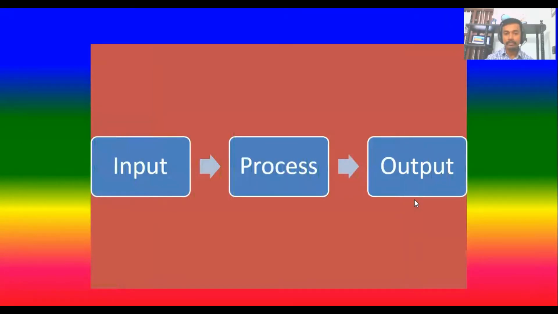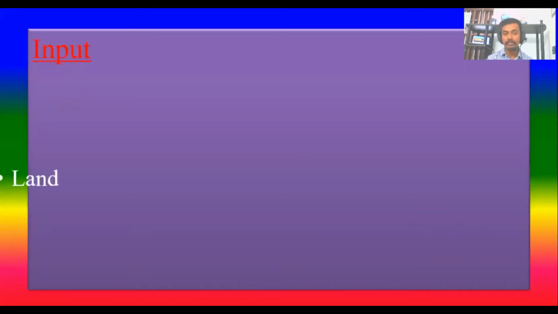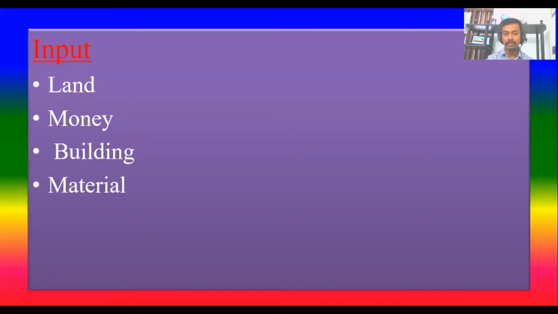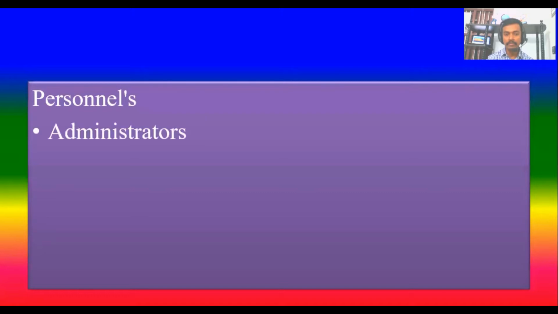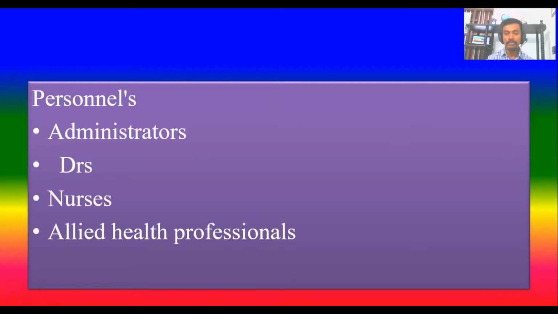Look at this: input, process and output in a hospital. What are the inputs in a hospital? Land, money, building, material, technology, patients, family. All these. Then professionals, personnel. It means the doctors, administrators, nurses and allied health professionals.